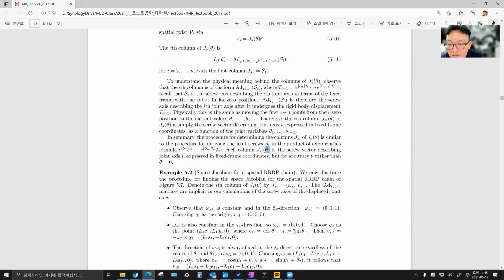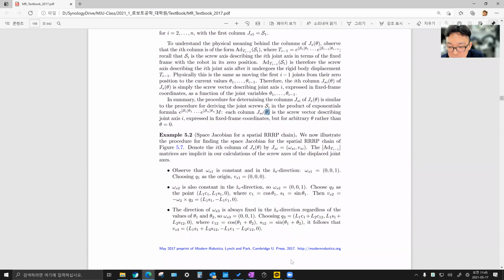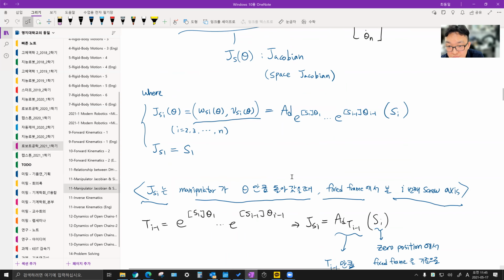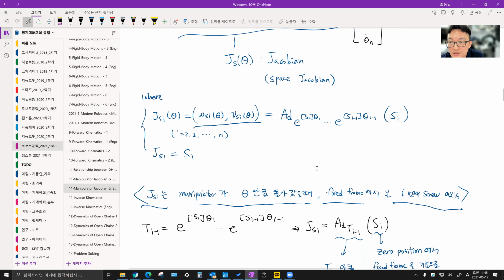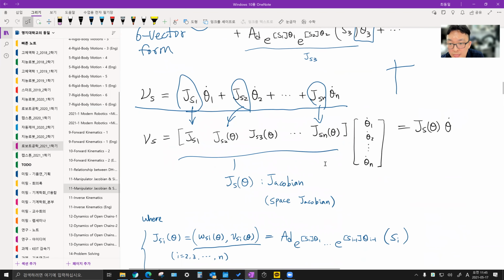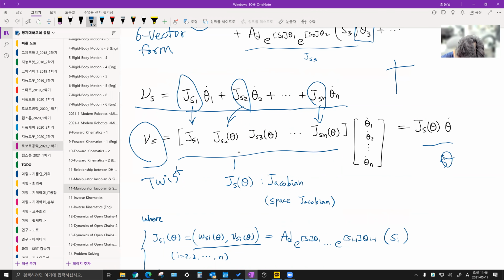I will explain this in more detail using an example. Before that, we need to remind ourselves of this expression. Actually, this one is the twist, and this one is theta dot, and this one is the Jacobian.